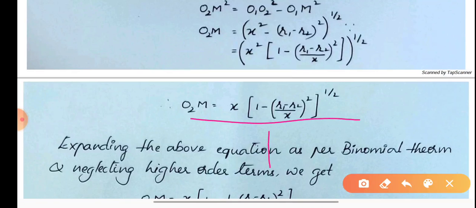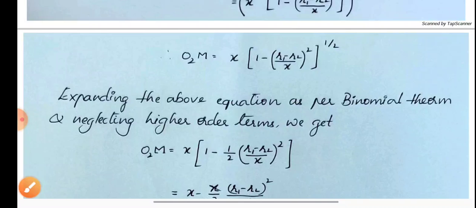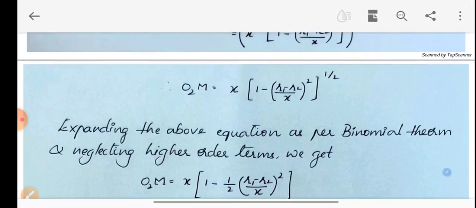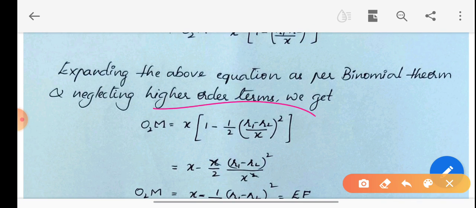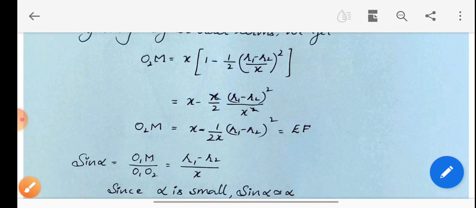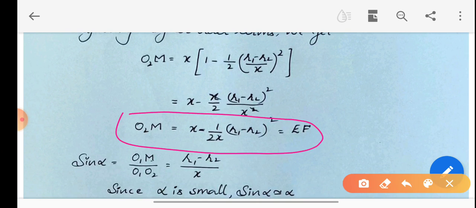Now expanding this equation as per the binomial theorem and neglecting the higher order terms, we get O2M as x into 1 minus 1 by 2 R1 minus R2 by x whole square. No need to show the expansion by the binomial theorem in detail. Directly you can write this relation; you can remember it. Upon simplification, you will get O2M as x minus 1 by 2x times R1 minus R2 whole square. Right?